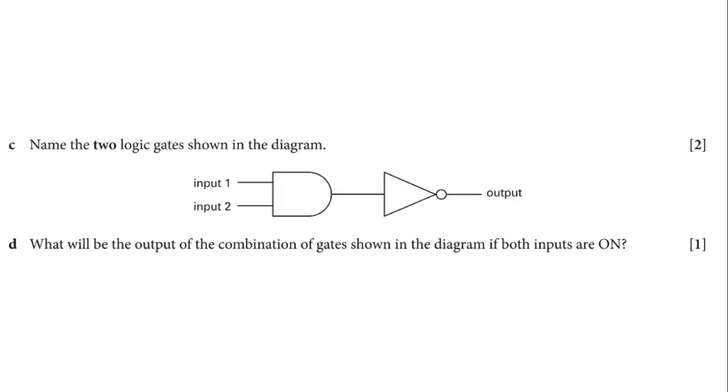Next question. Name the two logic gates shown in the diagram. Okay, so this is an AND gate. This is a NOT gate. What will be the output of the combination of gates shown in the diagram if both inputs are on? Let's see. This is an AND gate, both on, the AND gate output will be on. But it will go through a NOT gate, so the output is off.